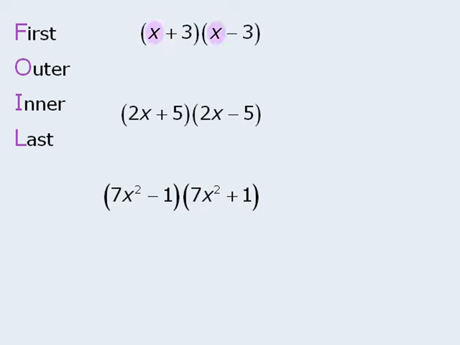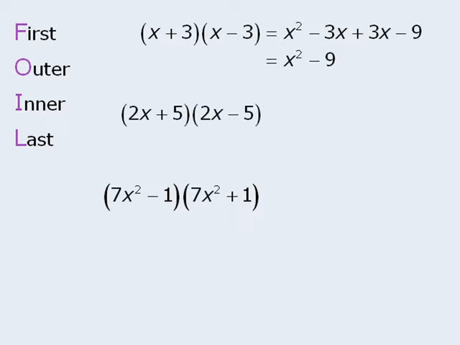So for the first product, we will multiply the first terms to get x squared. When we multiply the outer terms, we get negative 3x. When we multiply the inner terms, we get positive 3x. And when we multiply the last terms, we get negative 9. At this point, when we simplify, we can see that the two like terms, negative 3x and positive 3x, cancel out, and we are left with x squared minus 9.